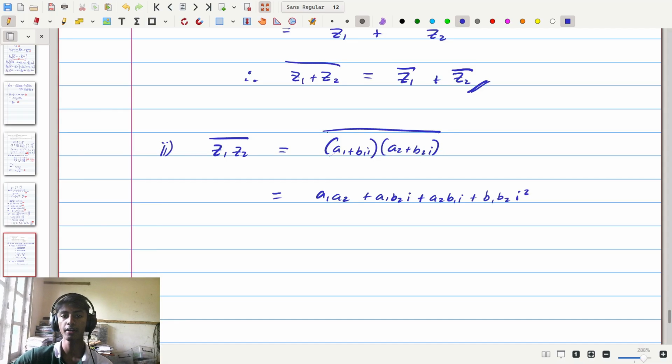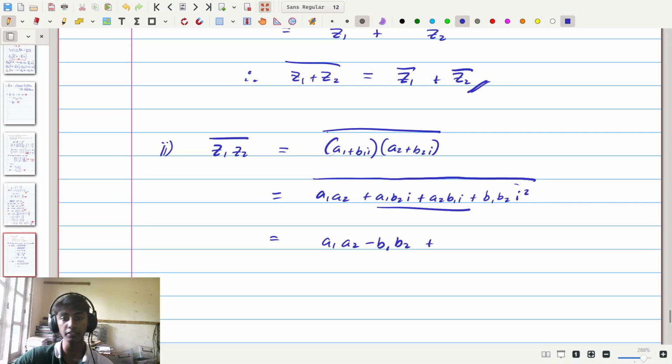B2 i squared. Now at this point, what we have to do is use the fact that i squared is equal to -1 and substitute, and get the form A1 A2, and instead of plus B1 B2 i squared, we can write minus B1 B2 and take that to the front as part of our real part.